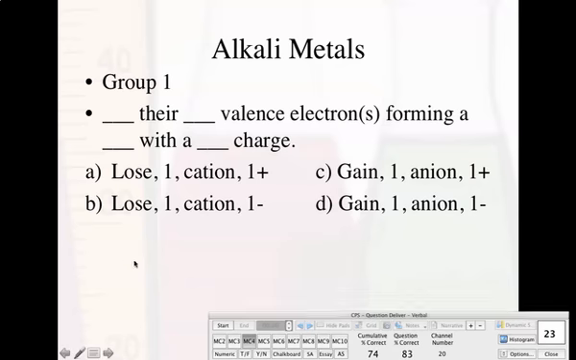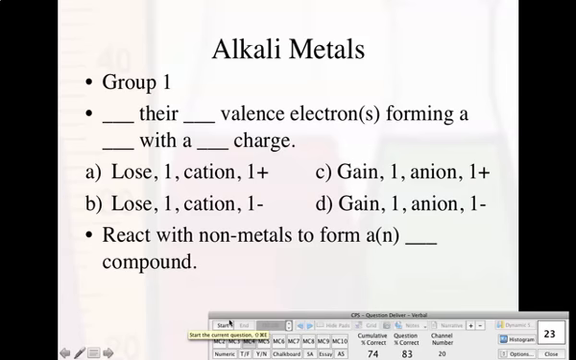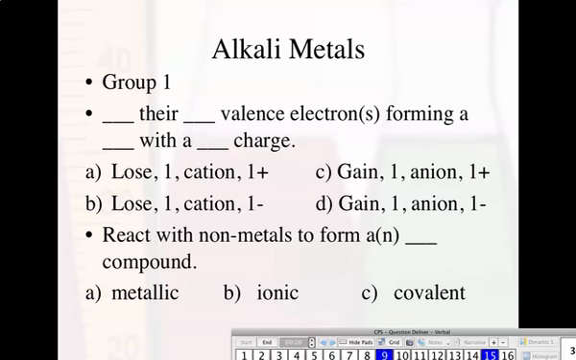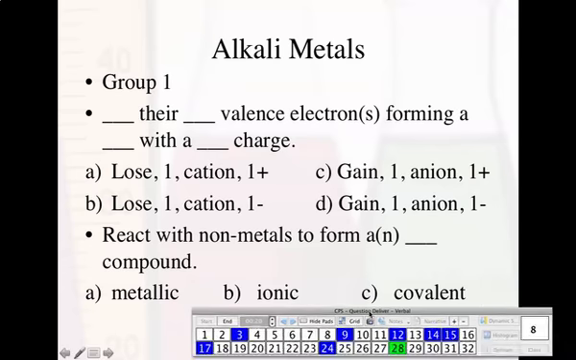Okay. So, I want you to think about when they react with nonmetals, would they form either A, a metallic bond, B, an ionic bond, or C, a covalent bond? Again, we're dealing right now with the alkali metals reacting with a nonmetal. What type of bond would they form? Metallic, ionic, or covalent?